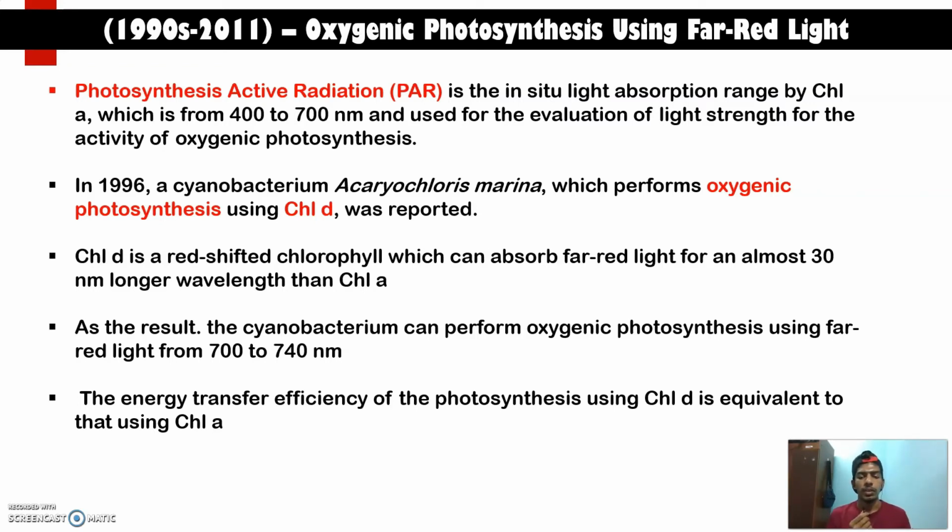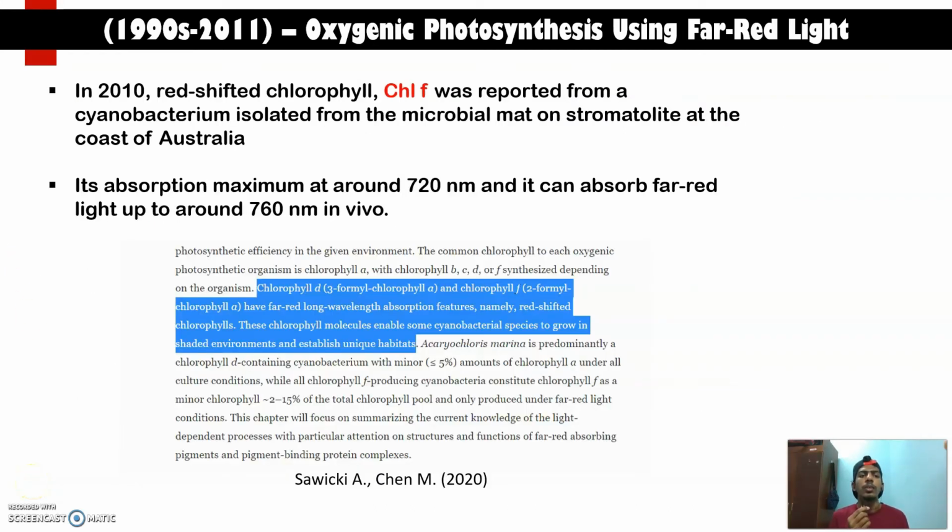In 2010, a red-shifted chlorophyll F was discovered on the coast of Australia. It has an absorption spectrum around 720 to 760 nanometers. This is research done by Sawicki and Chen in 2020, which shows that chlorophyll D and chlorophyll F help cyanobacteria species to grow in shaded environments and establish a unique habitat.